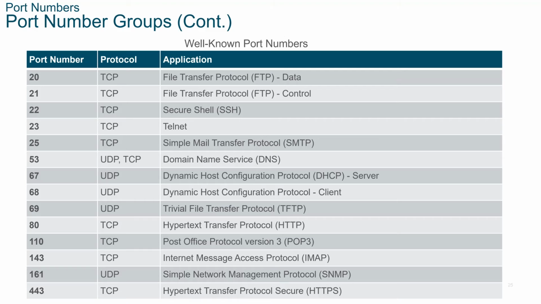These are some of the more common well-known ports: 20 being FTP, 21 being FTP control, 22 as secure shell, 23 as telnet, 25 as SMTP, 110 as post office protocol, 443 as HTTPS.